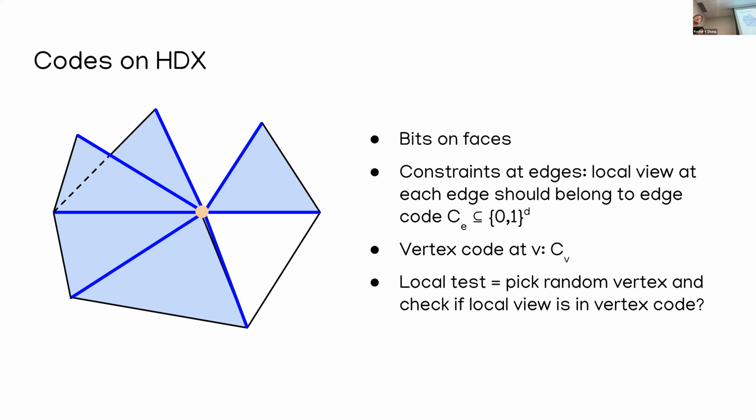No, there's only bits on the faces. Yeah, but you check the constraint at every edge. Is that true? Yeah. So your code is also the bits that satisfy all the faces surrounding your vertex, that satisfy every possible edge constraint touching that vertex. Yeah.